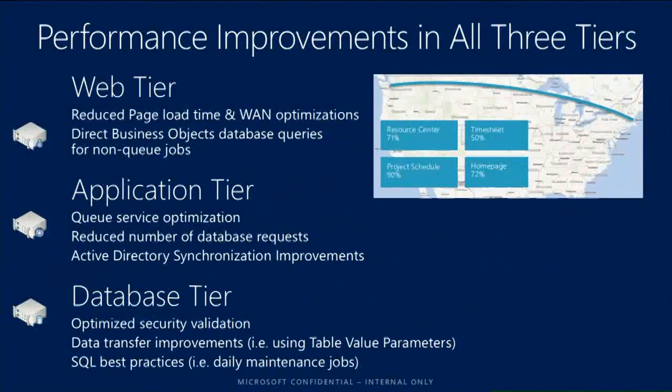Then there are a lot of performance improvements as well on the three tiers or the three layers of the solution. Worth mentioning here is that on the web tier, or the web front end, page load times have been improved massively. We're talking about some numbers up in the right corner here, meaning that the resource center view now loads 71% faster, the timesheet 50% faster, the project schedule, which is a planning web part, 90% faster, and the homepage actually loads 72% faster, which I think is quite interesting as most users will access the homepage multiple times during the day. So if that loads almost two times faster, it has a huge impact.